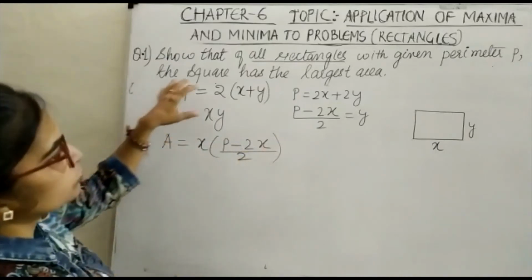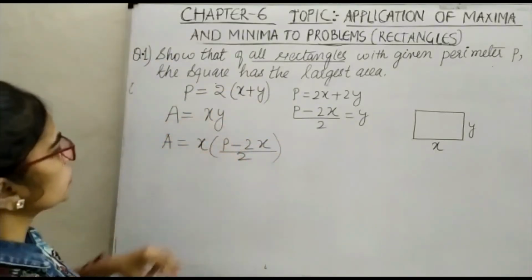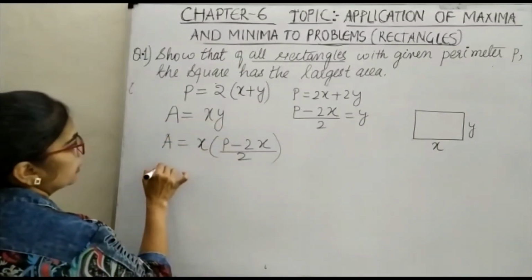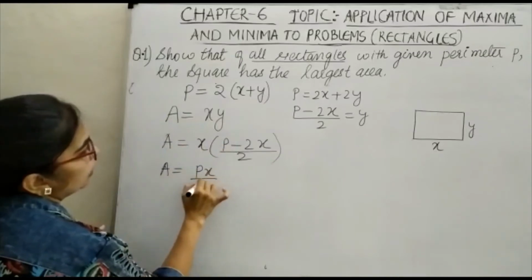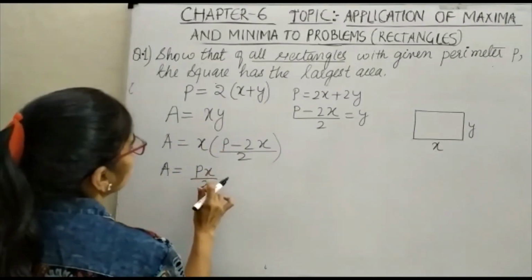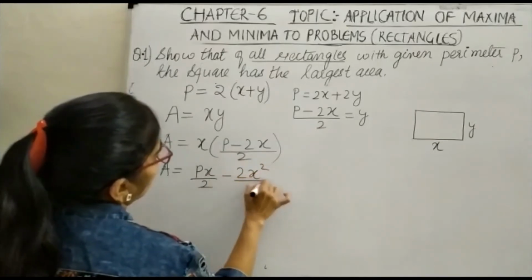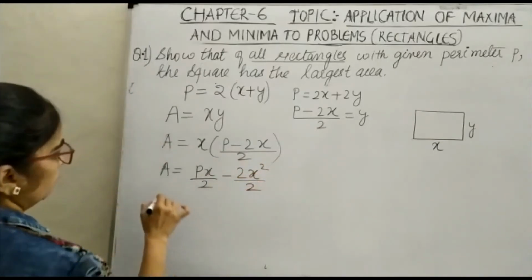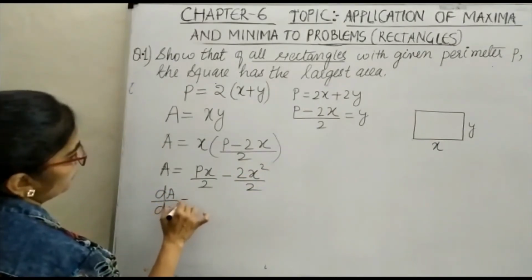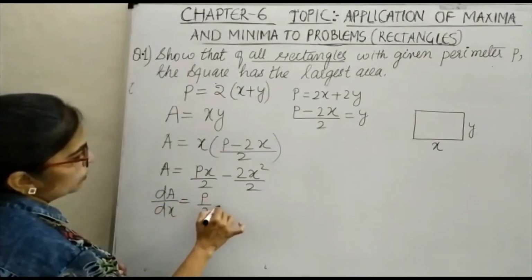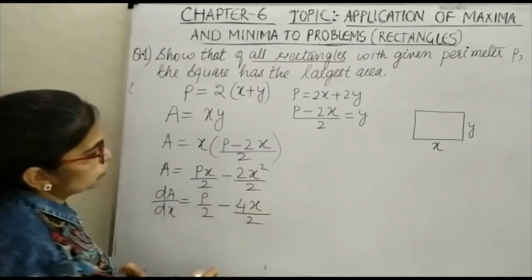You can see that the square has the largest area. हम लोगों ने एरिया ले लिया, लेंथ इनटू ब्रेड्थ, y को चेंज कर दिया. Now here let us do one more step. This becomes px upon 2 minus 2x square upon 2. Find out the first derivative. ये आपका हो जाएगा p upon 2 minus 4x upon 2.